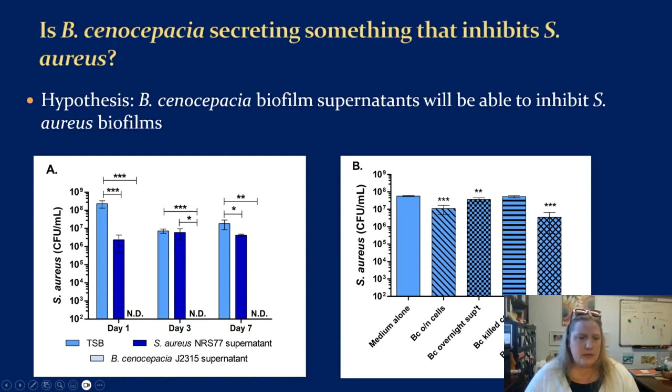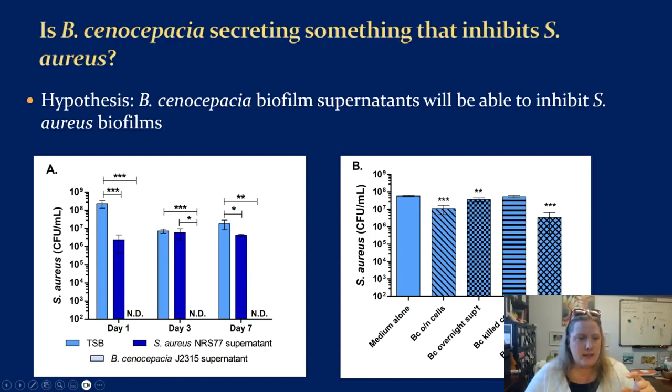So what we did is we grew up Burkholderia on its own or Staph aureus on its own in biofilms for 3 to 7 days. We then removed the supernatant, took just the biofilm cells, and lifted those with sonication. We took the supernatants off the top of the biofilms, spun them down to remove cells, then we filter sterilized to get rid of any remaining cells, and we just had the supernatants.